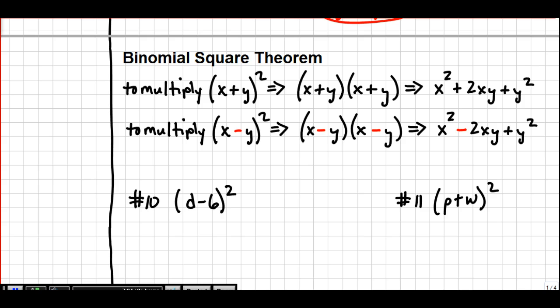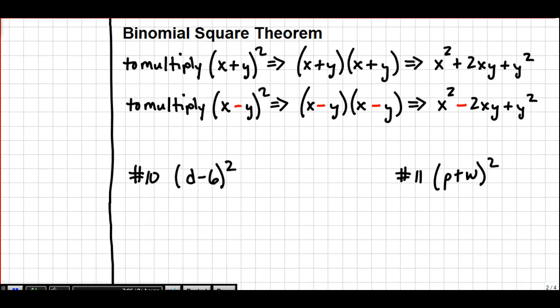So let's try these next two using the binomial square theorem instead of using FOIL. If students would prefer to use FOIL, they're welcome to do that. Just make sure that you are not saying here that it's simply d squared minus 6 squared. The 2 does not distribute. The 2 would distribute if it were a regular number in front. Powers do not distribute. So if you wanted to do FOIL, you would write out d minus 6 times itself and you would do FOIL there.